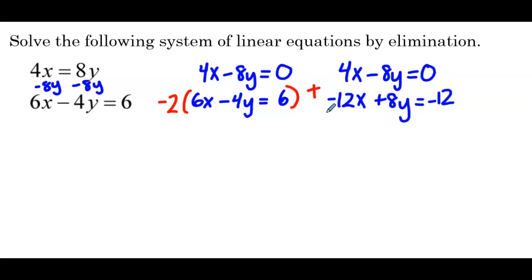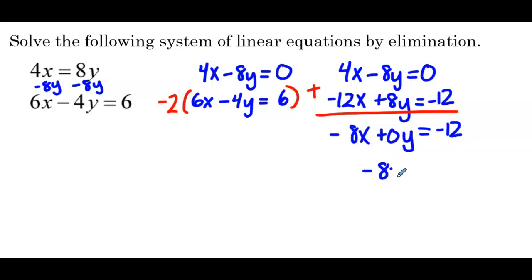So now we're going to add these two equations together. So 4x plus -12x is -8x. Negative 8y plus 8y is plus 0y. And then 0 plus -12 is -12. So this is really just -8x equals -12. Divide both sides by -8. In simplest terms, the negatives will simplify, and 12 and 8 can both be divided by 4. So this is going to be 3/2.